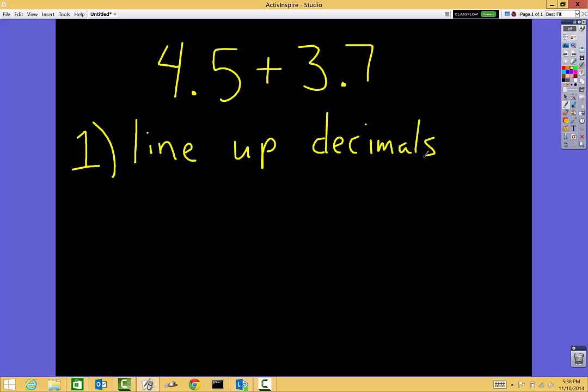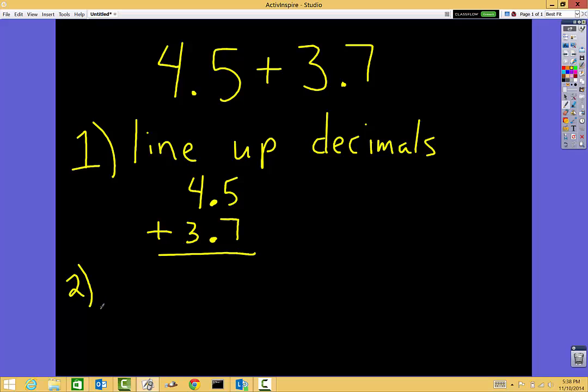So I'm going to write it in stacked form. So I have 4.5 and I'm lining up that decimal. So I see I have 3 and that decimal from that 3 and 7/10 is going to be right underneath. And then I'm just going to add them together.